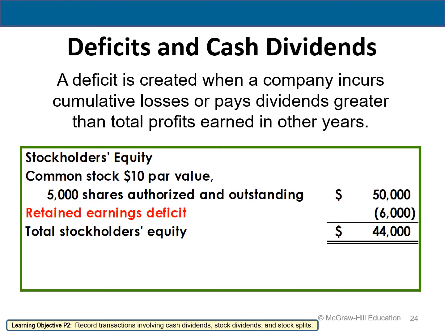So this is an example of a retained earnings section of your balance sheet or a stockholder equity section of your balance sheet. So they have common stock at $50,000, but they have a retained earnings deficit. So their total stockholders equity is only $44,000.